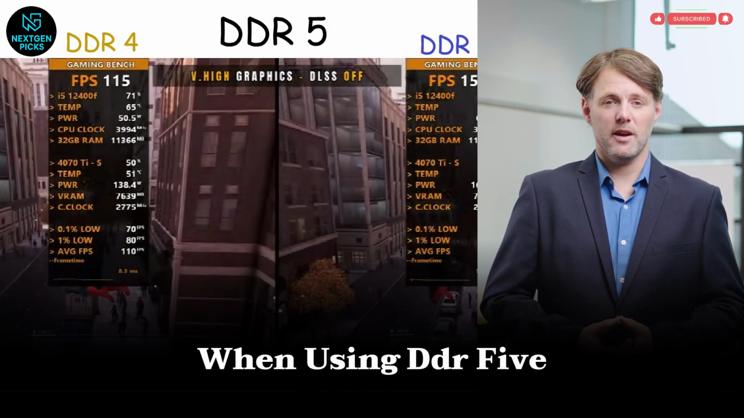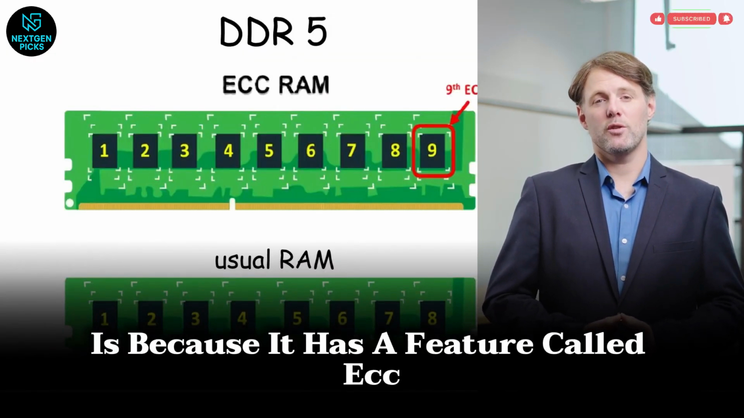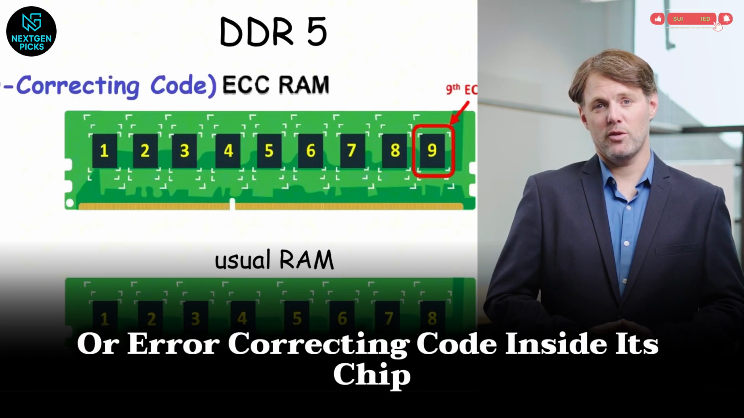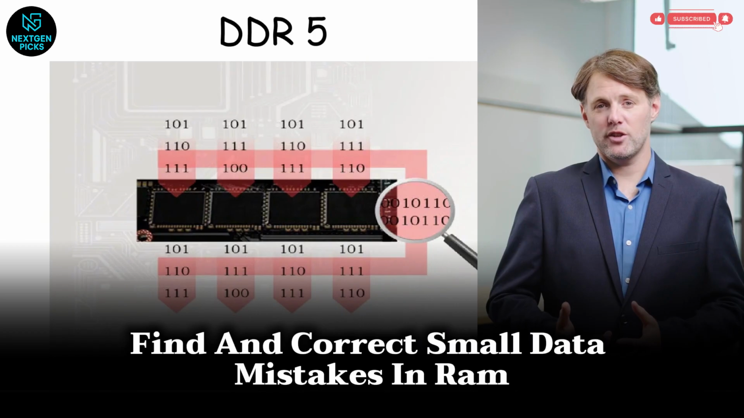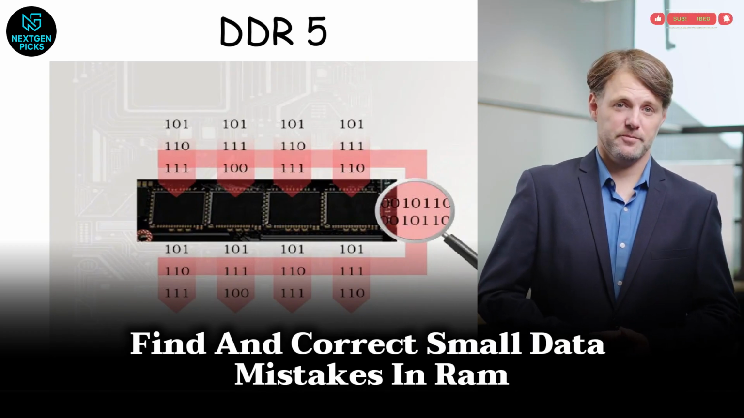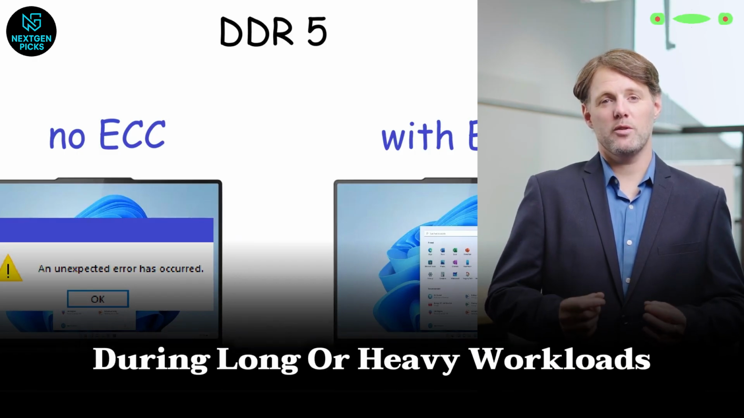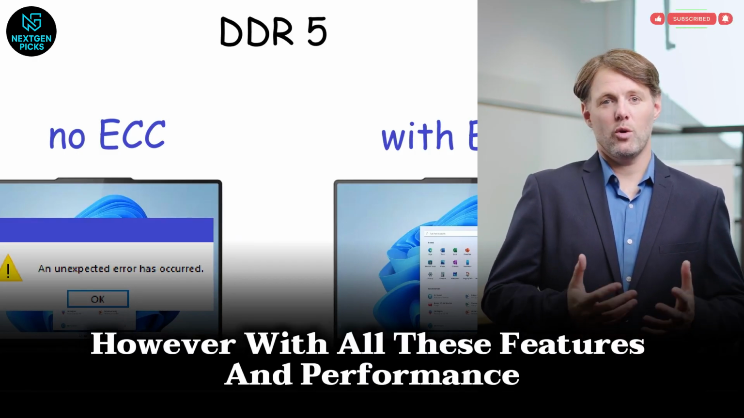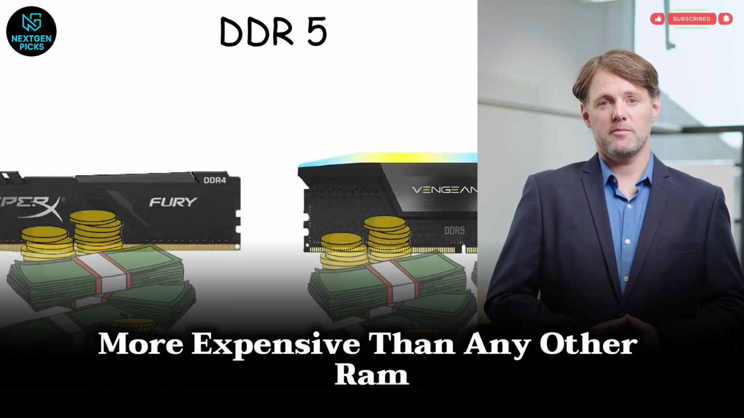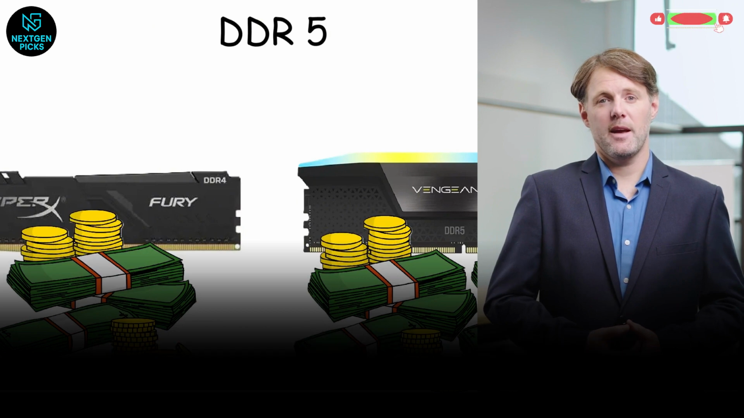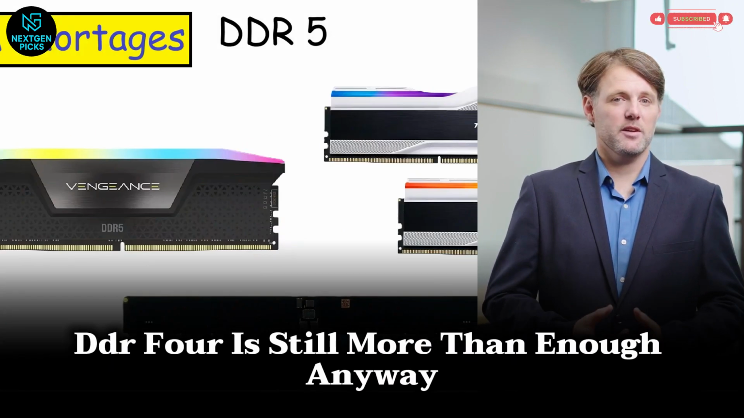Another thing that makes DDR5 special is because it has a feature called ECC, or Error Correcting Code, inside its chip. This feature can automatically find and correct small data mistakes in RAM. So in practice, it prevents random data errors during long or heavy workloads. However, with all these features and performance, DDR5 RAM is of course more expensive than any other RAM. And for normal everyday tasks, DDR4 is still more than enough anyway.